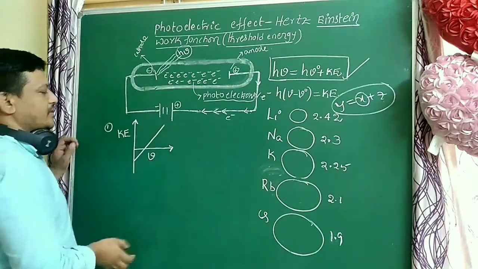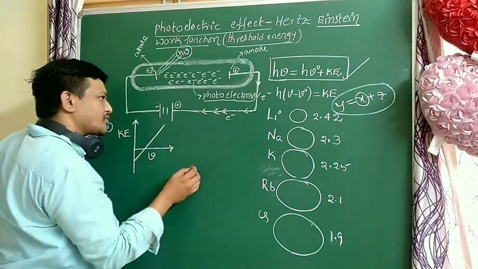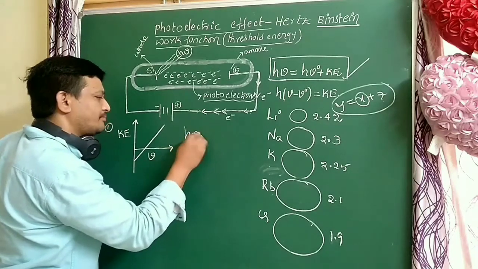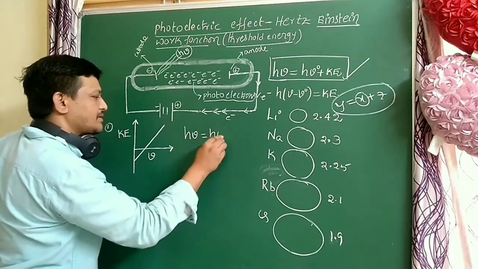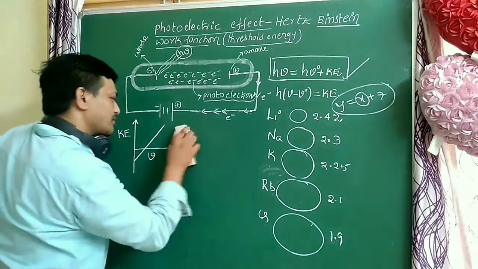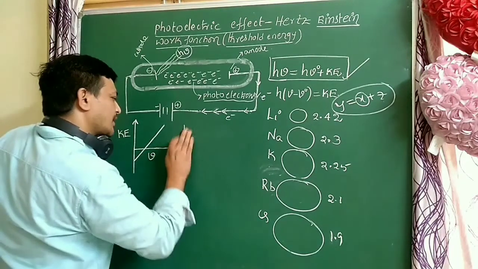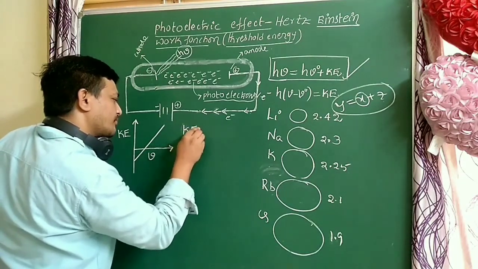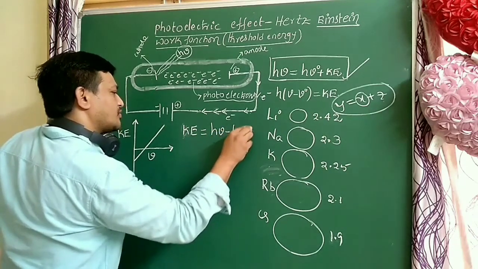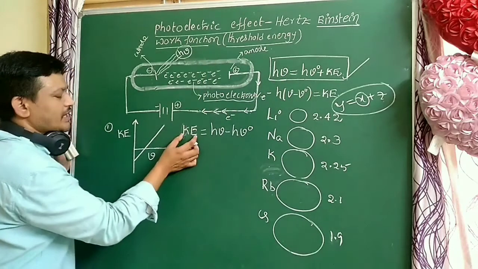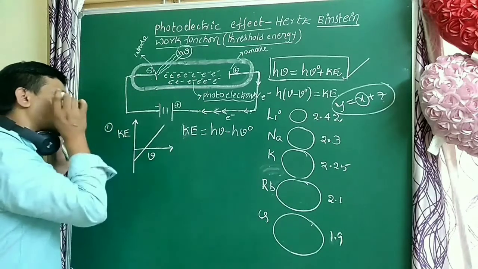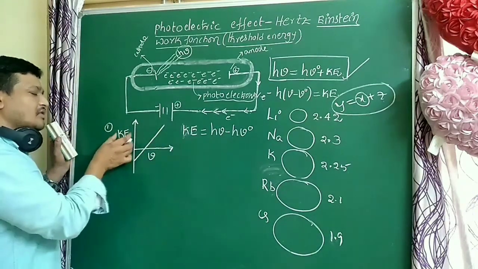Why do we get this type of graph? We already know the formula: h mu equals h mu naught plus kinetic energy. So kinetic energy, K equals h mu minus h mu naught. So kinetic energy is the term on the y-axis, and that equal-to formula is there.